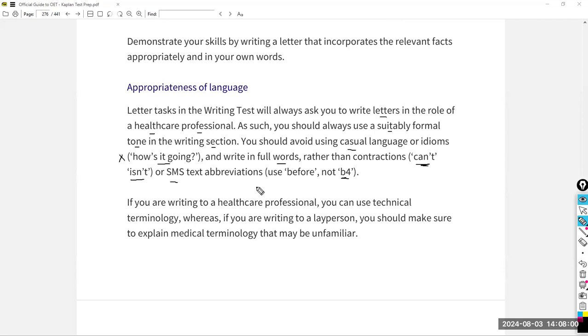Or SMS text abbreviations, for example, CU like this. So please be careful. This is not suitable for formal writing. If you are writing to a healthcare professional, you can use technical terminology, whereas if you are writing to any other normal person, you should make sure to explain medical terminology that may be unfamiliar.